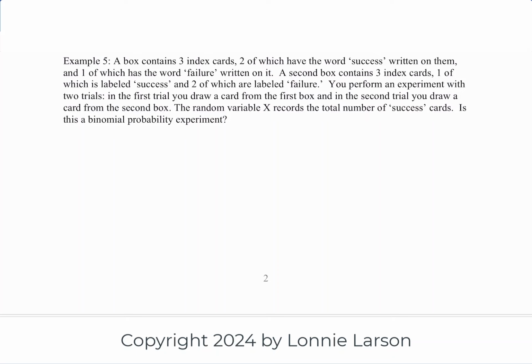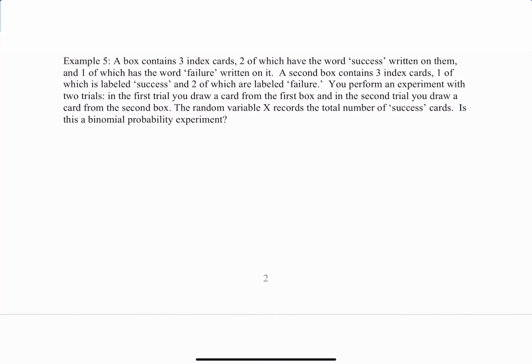In the next example, we have a box containing 3 index cards, 2 of which have the word success written on them, and 1 of which has the word failure written on it. A second box also contains 3 index cards, but in this box, 1 of them is labeled success and 2 of them are labeled failure.